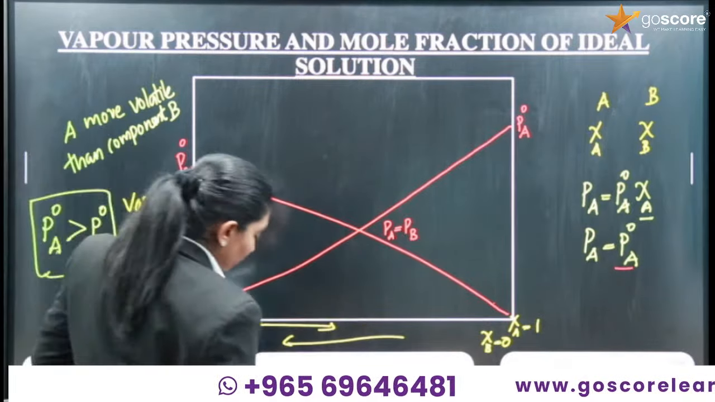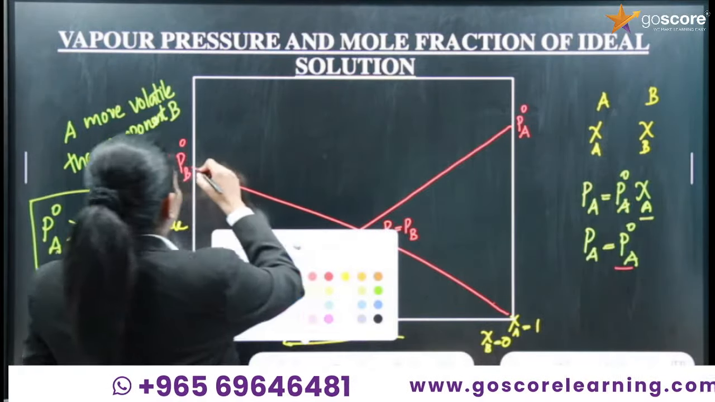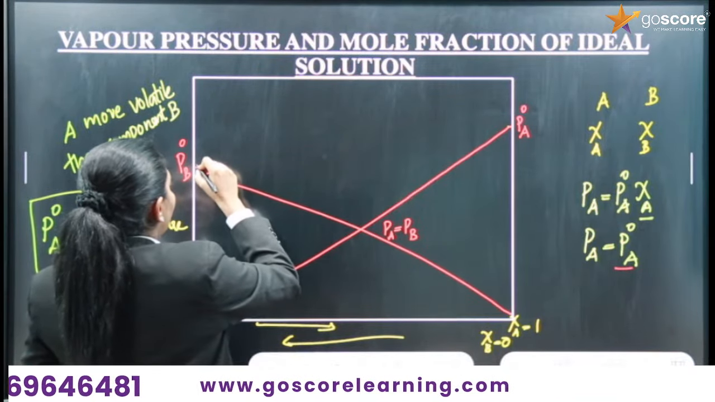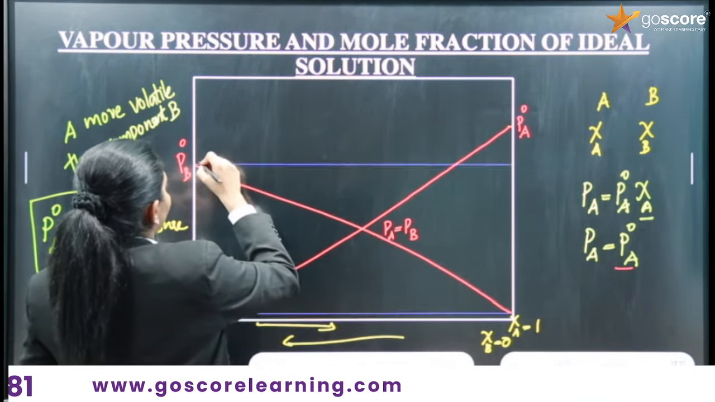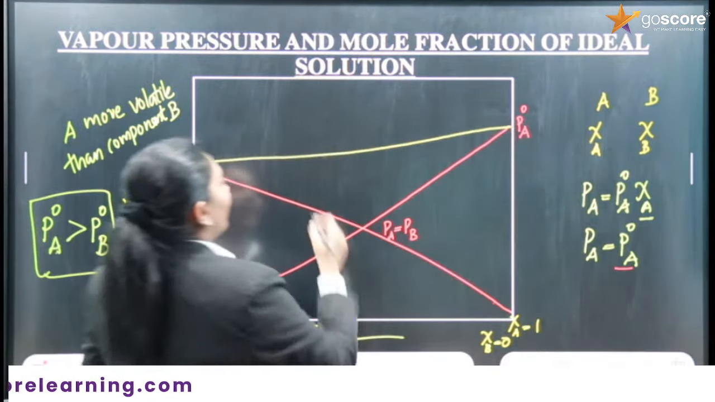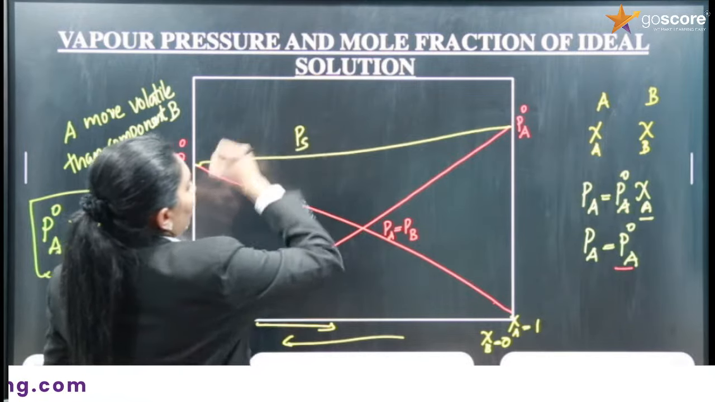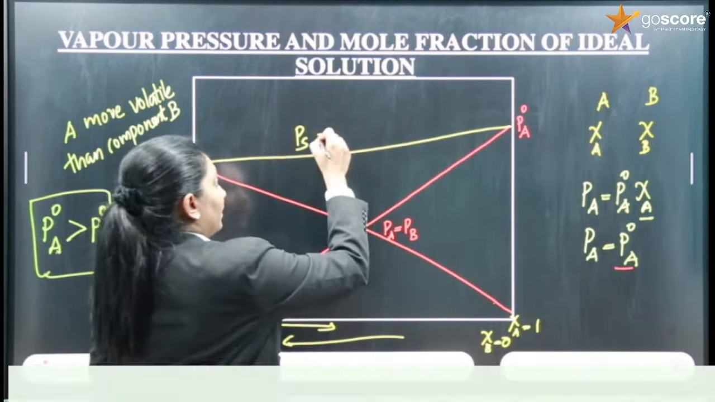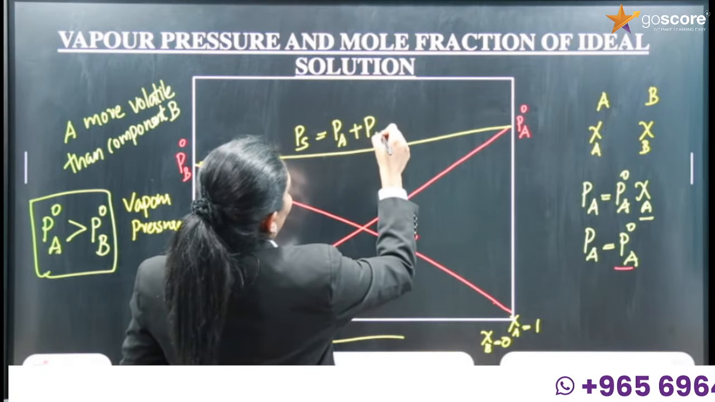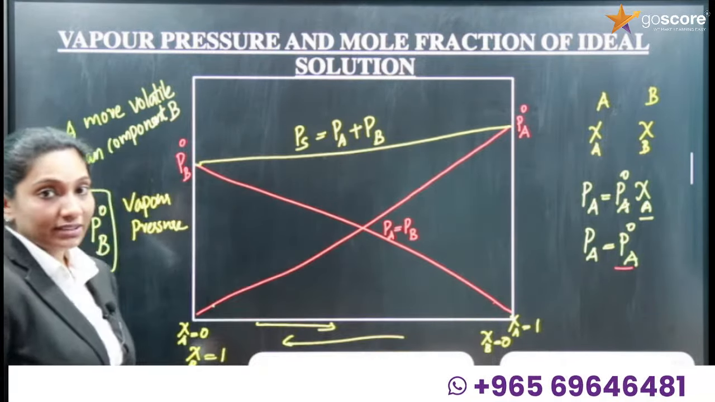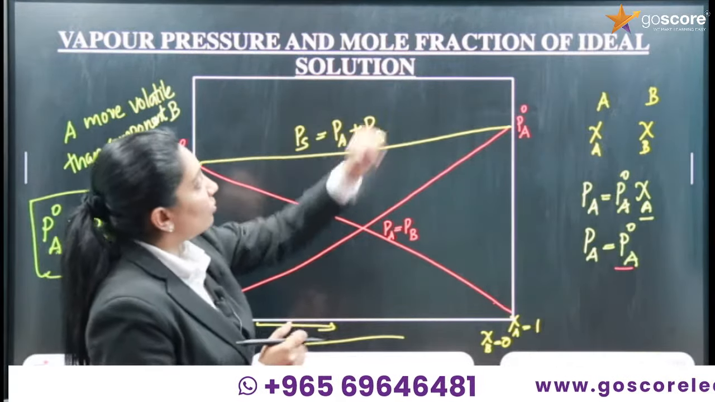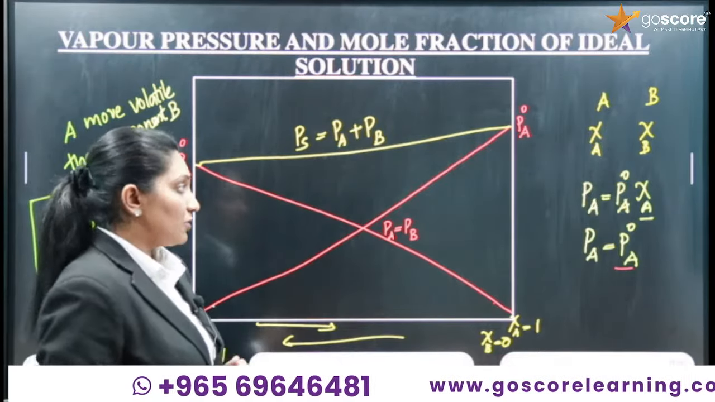When you join these two points, you will be getting a straight line. This line gives the vapor pressure of the solution, that is PS equal to PA plus PB. Right? This is the graph that represents the vapor pressure and mole fraction of an ideal solution.